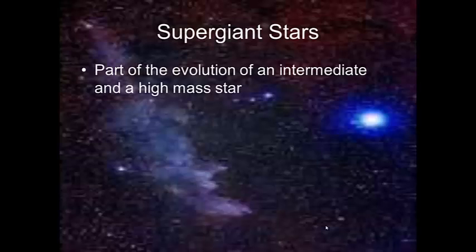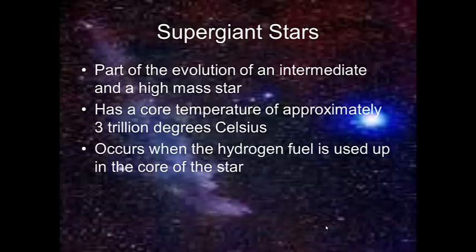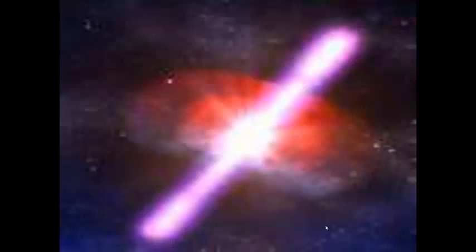Supergiant stars are part of the evolution of an intermediate and high-mass star. It has a core temperature of approximately 3 trillion degrees Celsius. It occurs when the hydrogen fuel is used up at the core of the star.